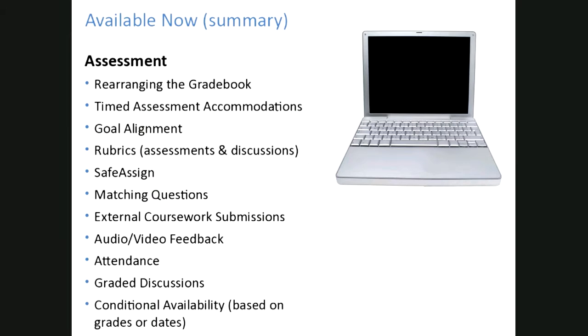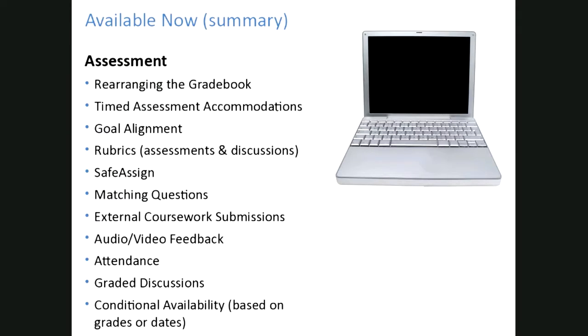Okay, so now we're going to jump. We have a few more slides before we actually will get into the course. So for assessment, these are the tools that are now available in Ultra View. So you can rearrange the grade book. There are timed assessment accommodations, goal alignment, rubrics for assessments and discussions, SafeAssign. There's matching questions now, external coursework submissions, the audio and video feedback, which I had mentioned, attendance, graded discussions, and then the conditional availability. So those are some of the things that we'll go ahead and take a look at.